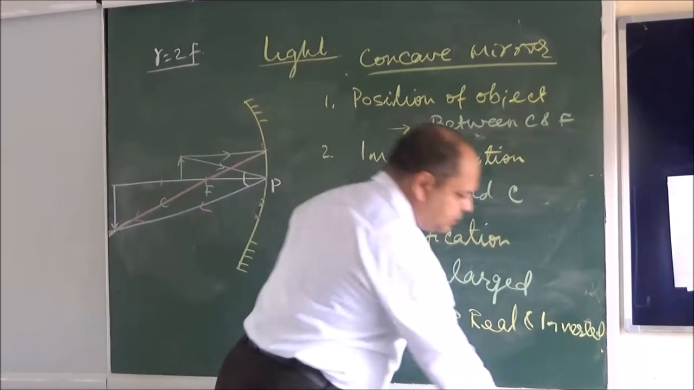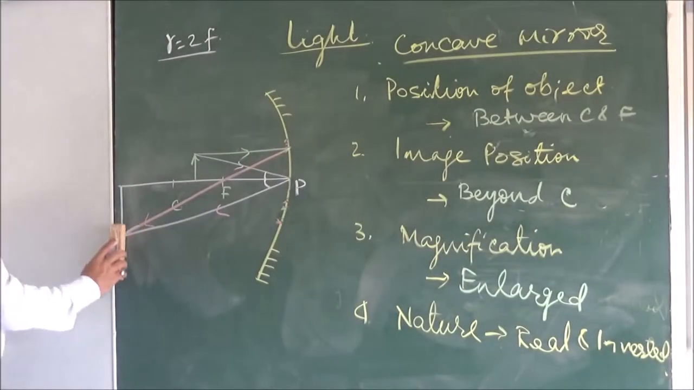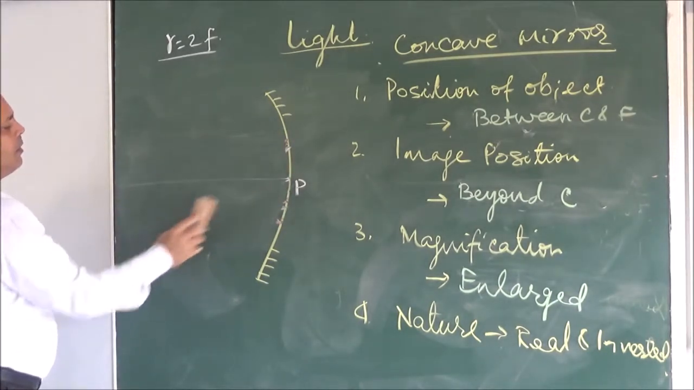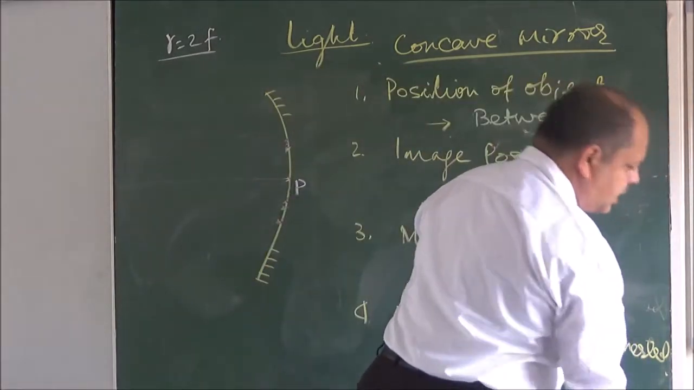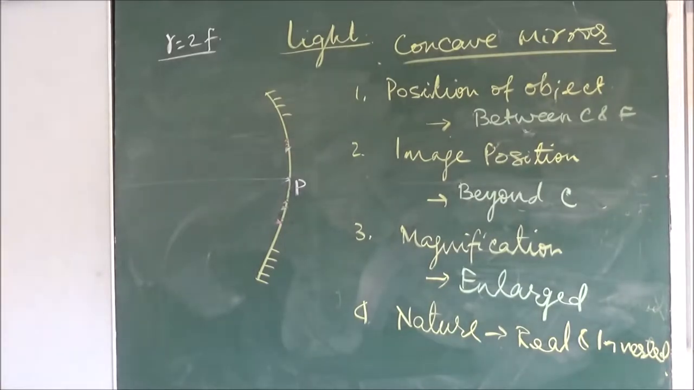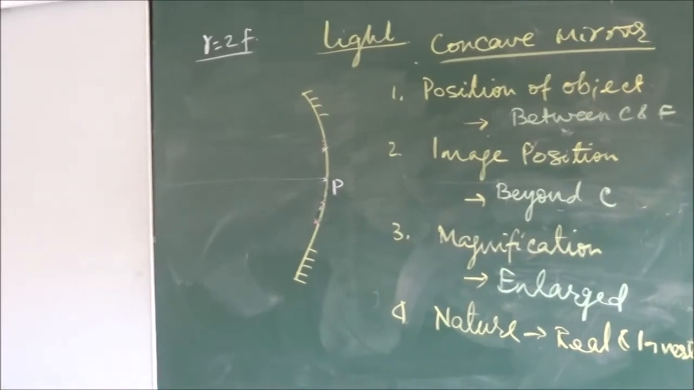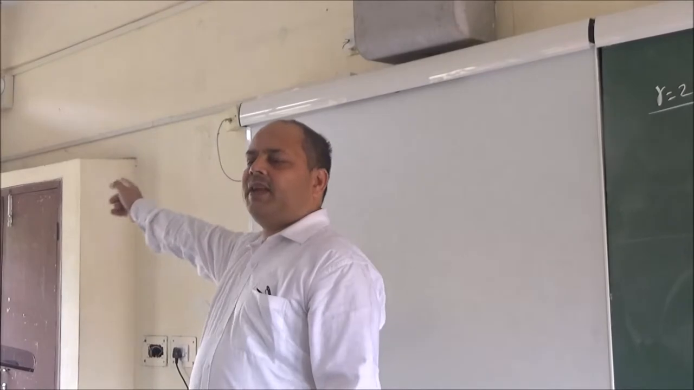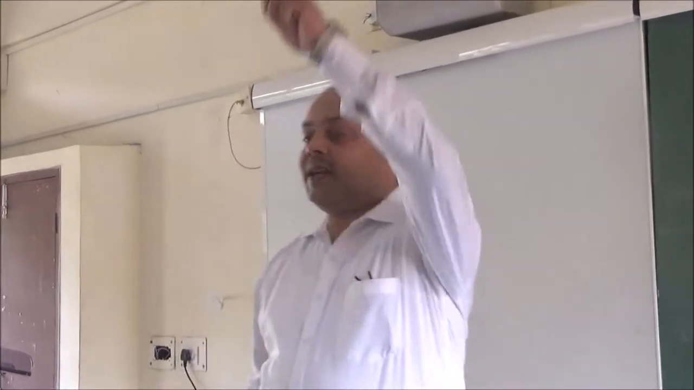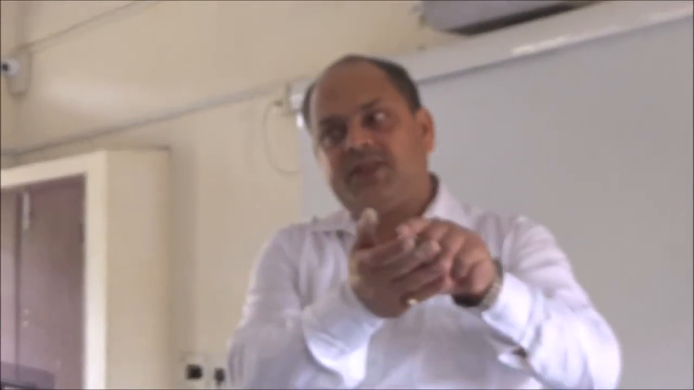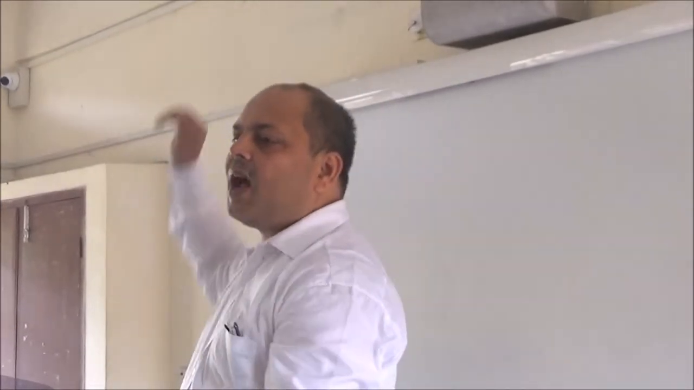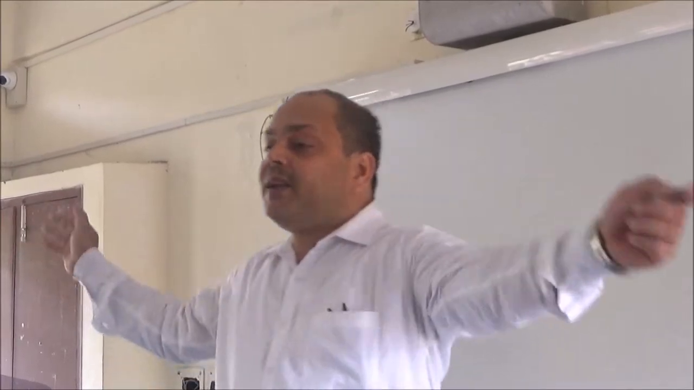Okay. Now let us consider the next position. The object will be placed at focus. We have seen that when the object is at infinity, its image is at the focus. So when the object is at the focus, its image should be at infinity. Size of the object was big and the size of the image was very much diminished. Here, the size of the object will be very small and the size of the image will be very large. So it will be highly magnified.